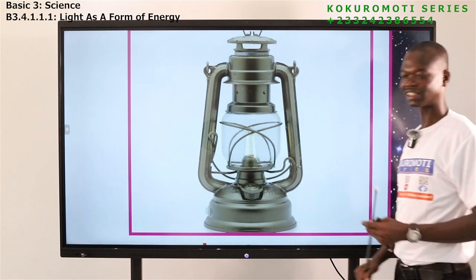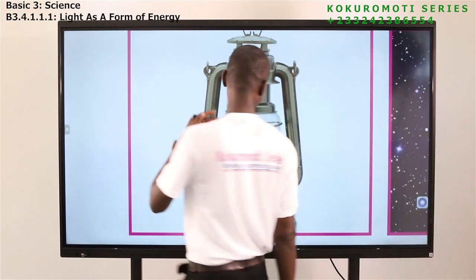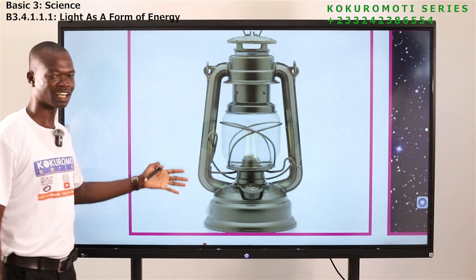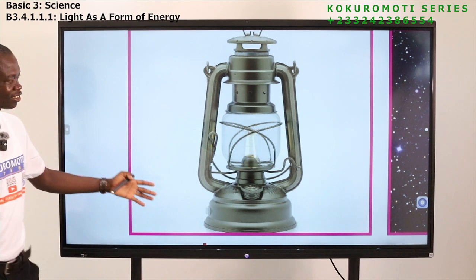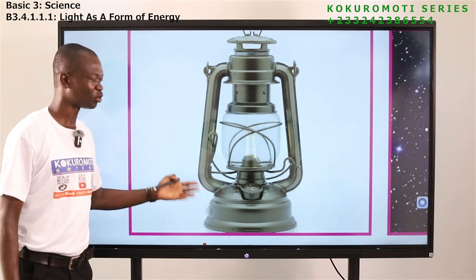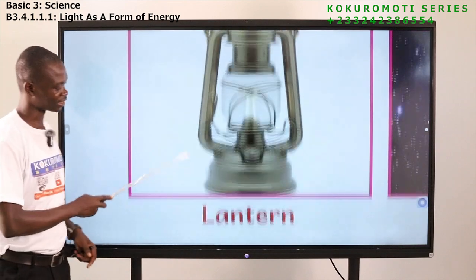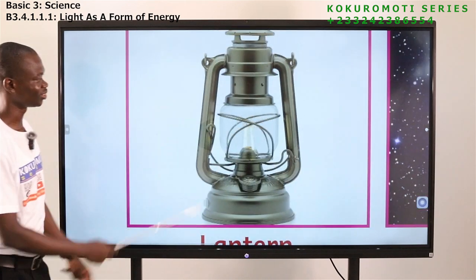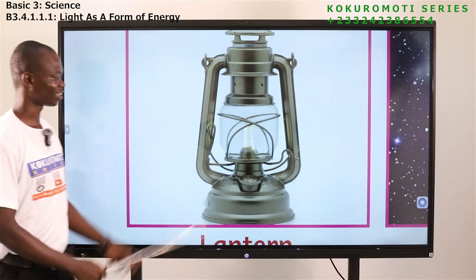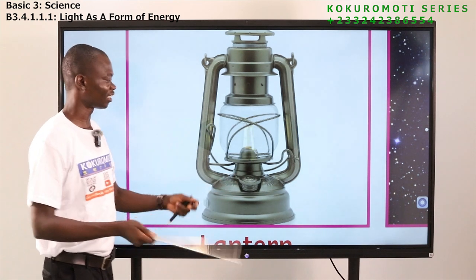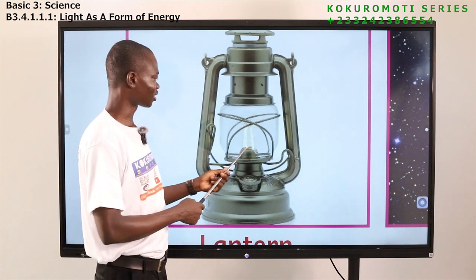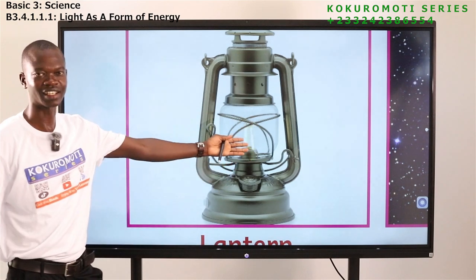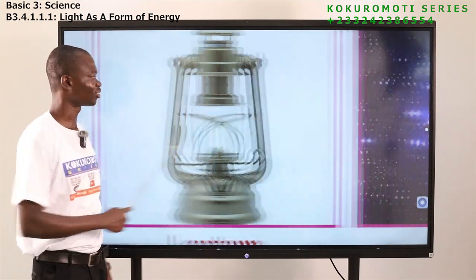Now the next one is this. This is not common these days. At first, this thing was so common. We use it in the night, anytime we want light. And what is the name? The name is lantern. Okay, so this is lantern. You put kerosene here, and then the cotton is here. You just strike your matches and then it lights up for you. Then you get your light.